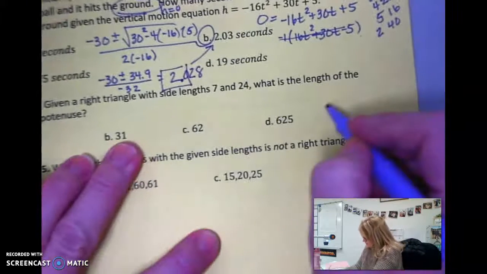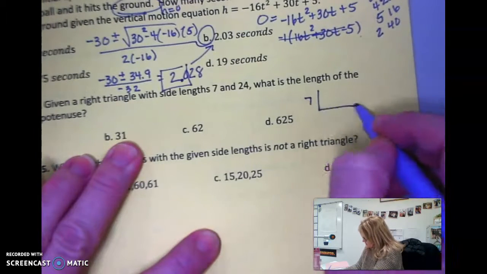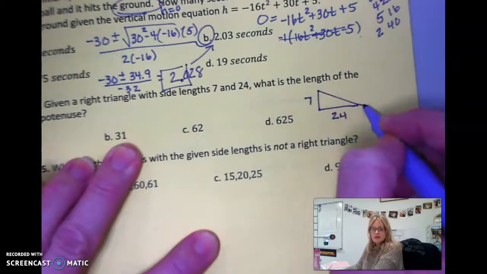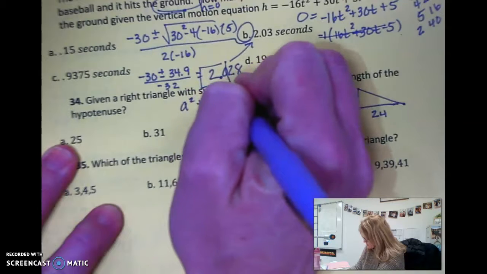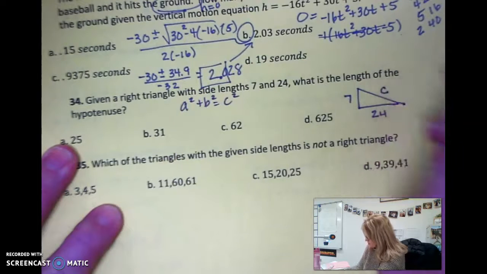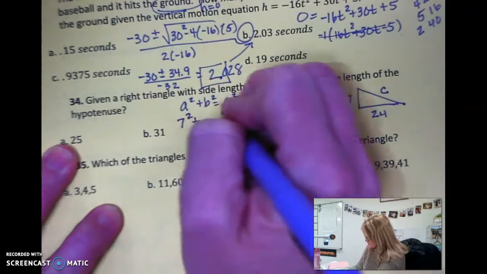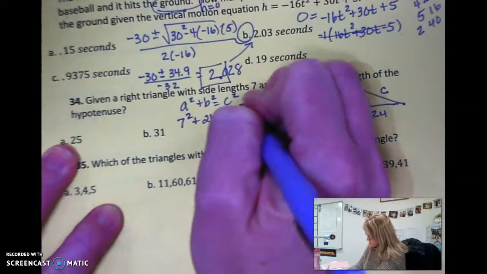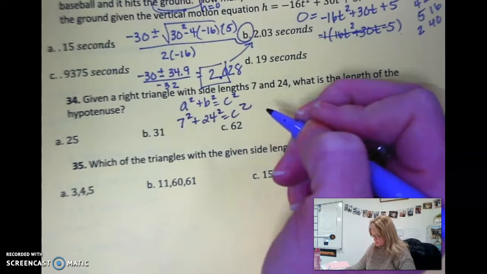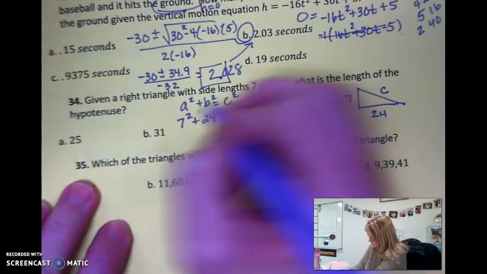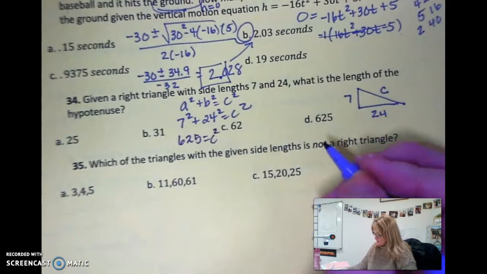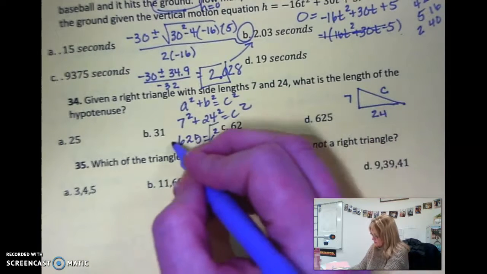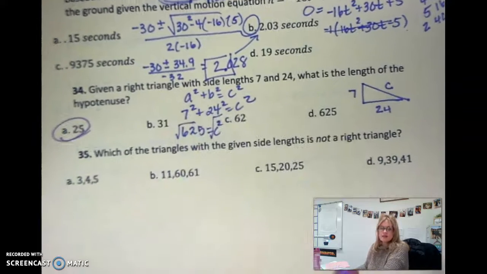Given a right triangle has the side lengths of 7 and 24, what is the length of the hypotenuse? This would be a squared plus b squared equals c squared. Remember the hypotenuse is always your c. So 7 squared plus 24 squared equals c squared. 24 squared is 576 plus 7 squared, which is 49. And this is 625. But remember, we want c, not c squared, so we have to take the square root of both sides, and we end up with A.